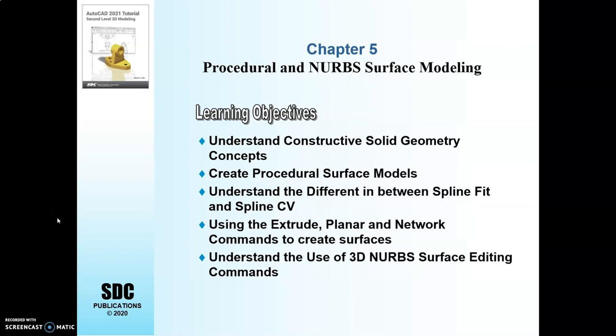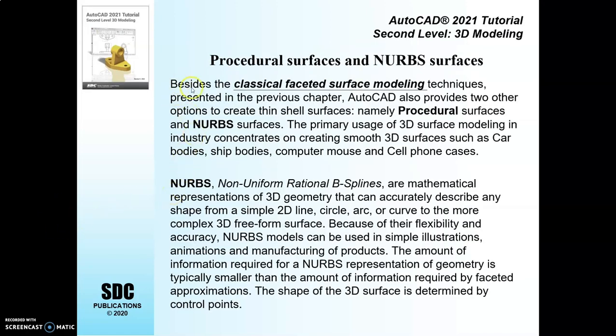Alright, today we're going to take a look at Chapter 5, Procedural and NURBS Surface Modeling. I'm going to look at the constructive solid geometry concepts, create procedural surface models, and understand the difference between the spline fit and the spline CV. I'm going to use the extrude, planar, and network commands to create surfaces, and understand the use of 3D NURBS surface editing commands.